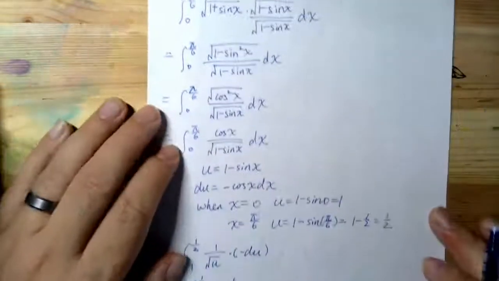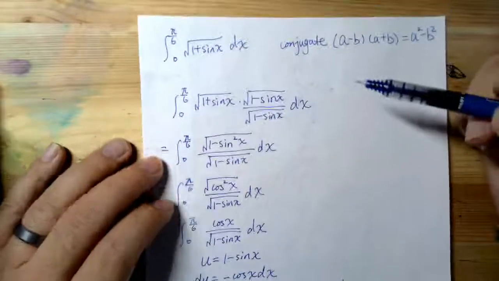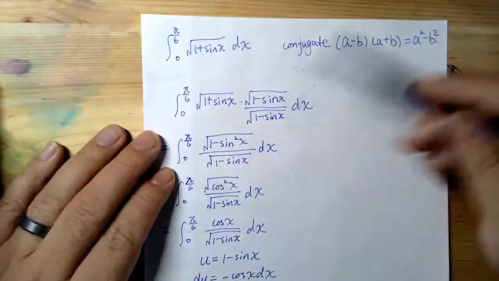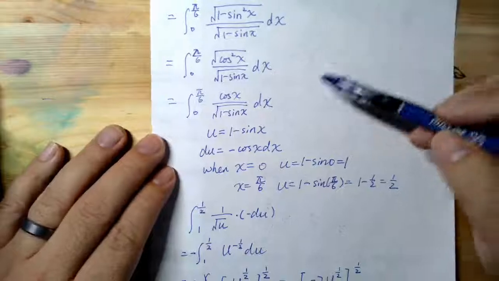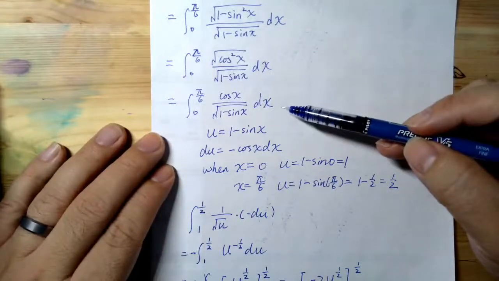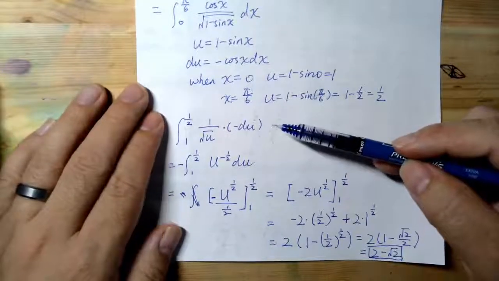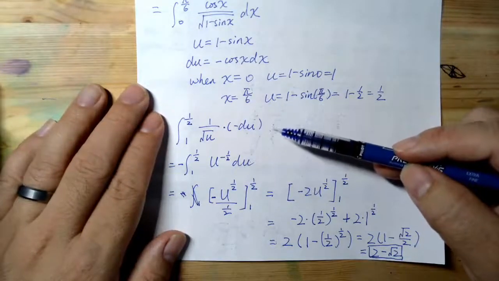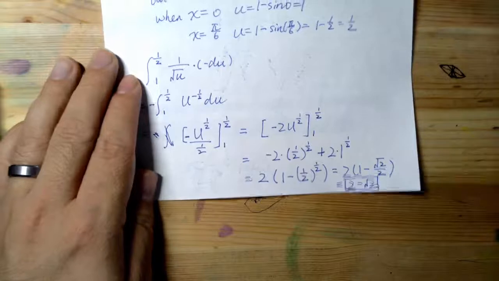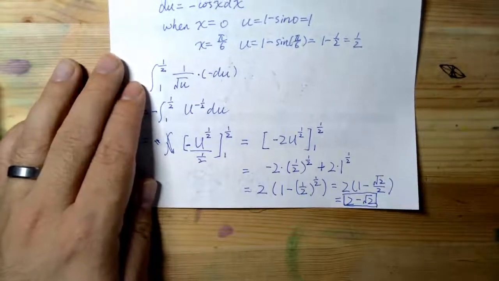So the trick here is to apply the conjugate, multiply this, simplify, and then starting from here do a u substitution, transform the problem into a regular definite integral, and then do the evaluation carefully.